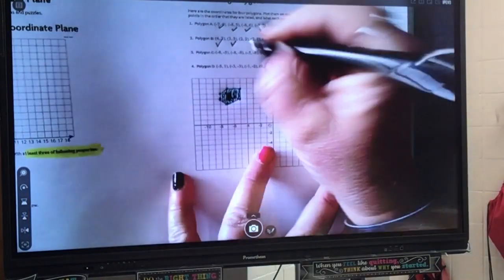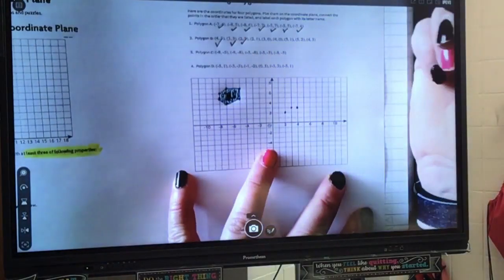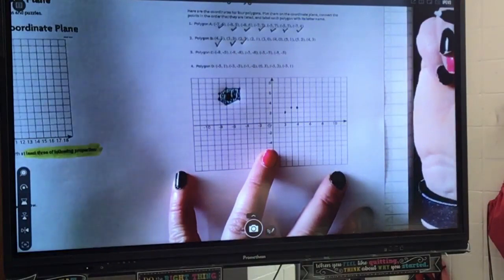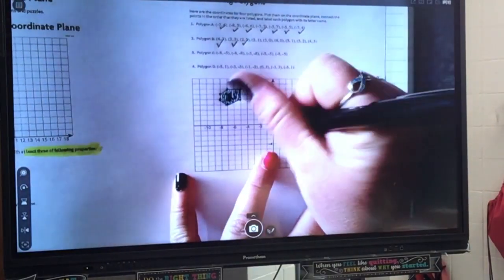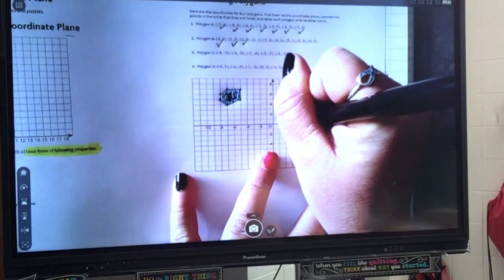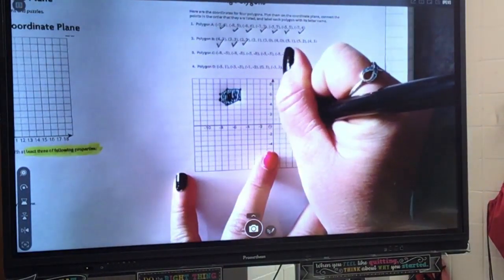Okay. Next one is 2, 1. Isaac, come out and get to 2, 1. Go over to the right twice and go up once. Perfect.